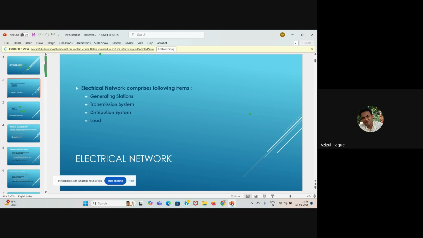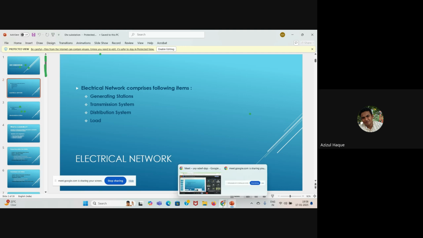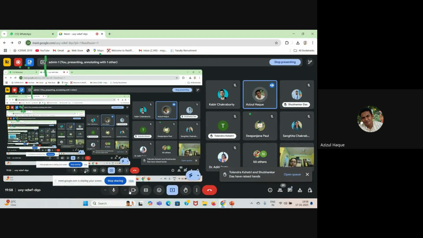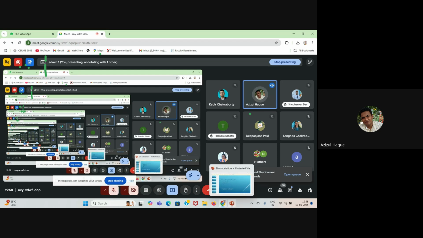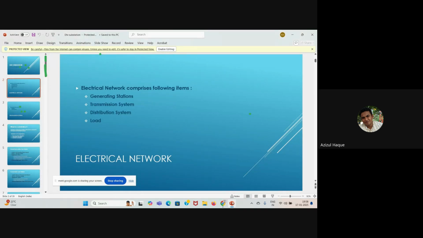In an electrical system, there is a generating station and there is a load. The transmission system transfers the power from the generating station to the load. It has two parts: one is the transmission system, another is the distribution system. The distribution system transfers the power from the transmission system and finally feeds the load. In a transmission system, there are two parts: one is the substation, another is the transmission line.